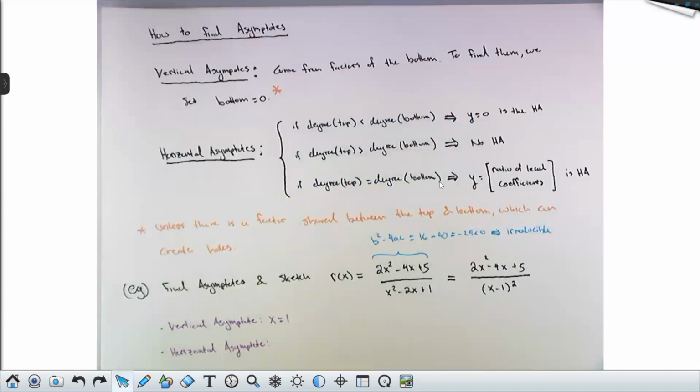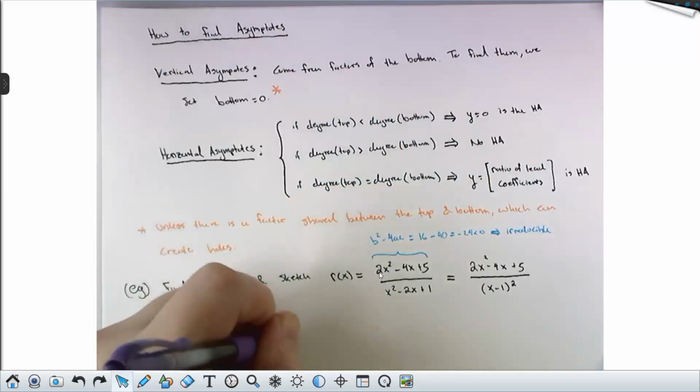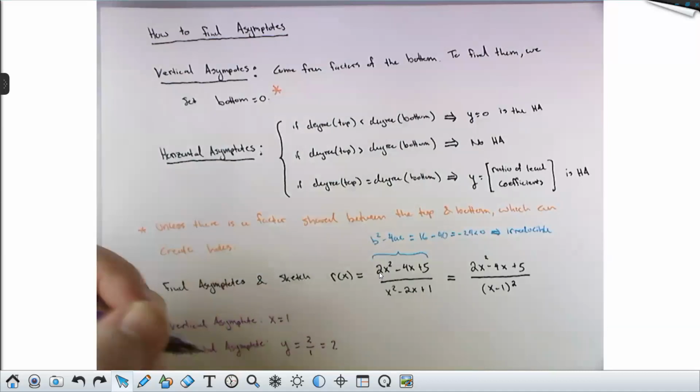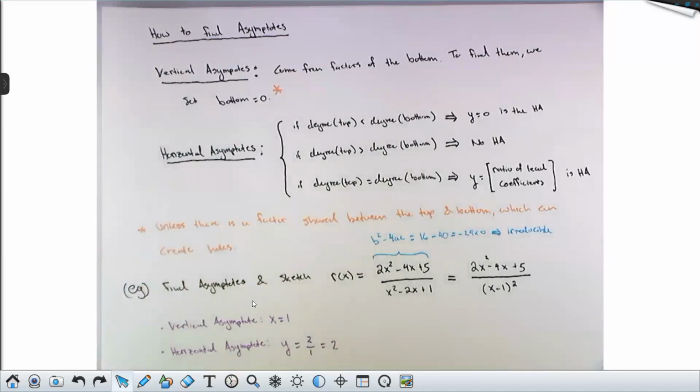Very good. Yeah, the degree of the top is 2, and the degree of the bottom is also 2. So the degrees are equal. So that means we need to take the ratio of lead coefficients. What that means is y equals the lead coefficient of the top over the lead coefficient of the bottom. And that's 2 over 1, which is 2. So remember, vertical asymptote's always x equals a constant.